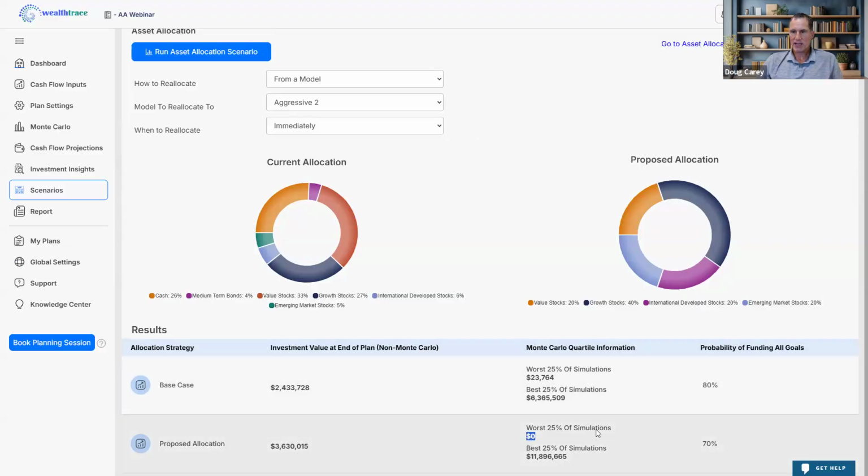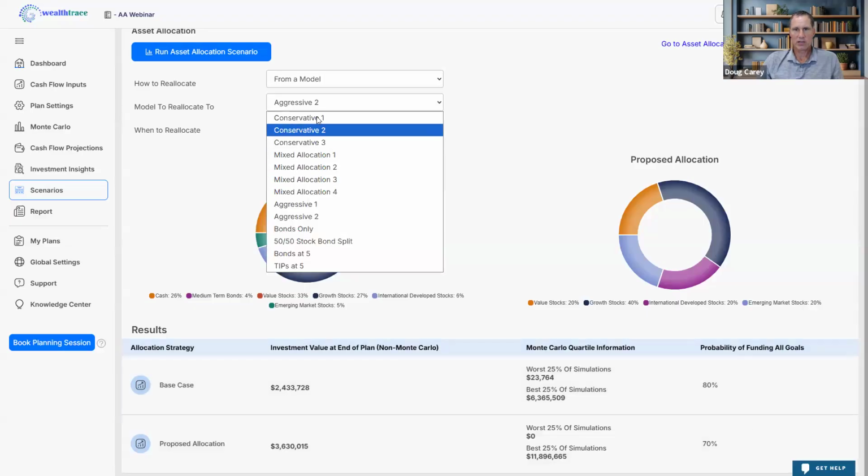The worst 25% of the simulations, they have no money. So they run out of money in every one of those simulations in the bottom 25%. Whereas here they at least have a little bit of a buffer. Of course, the upper quartile, the aggressive one, is higher. We expect that, but it's way more dangerous. You can see that here.